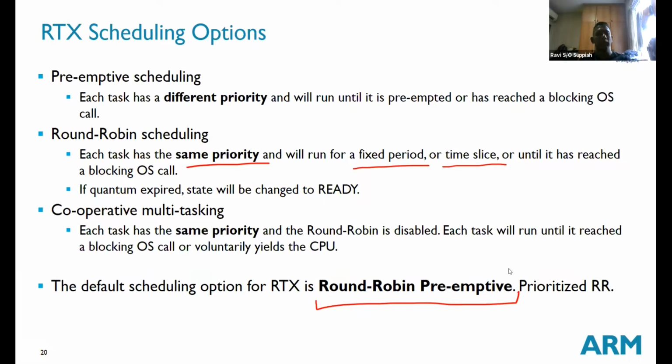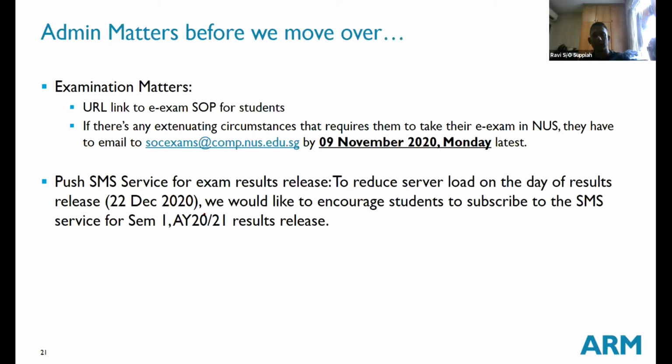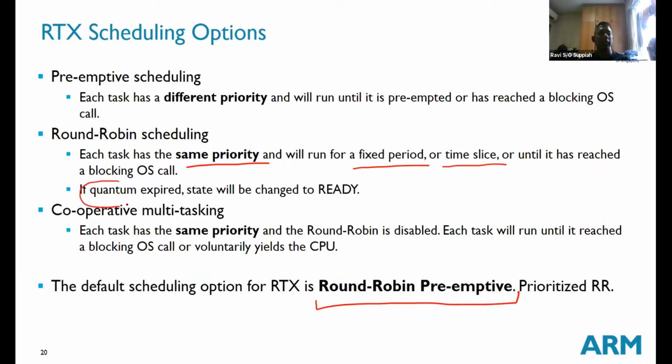This quantum is basically a time slice. This quantum is basically the time slice that we talked about. Later in the code I will show again where it is, in case you missed it. This is basically how much time each task has before the round robin will kick in and allow another task to take over and run.